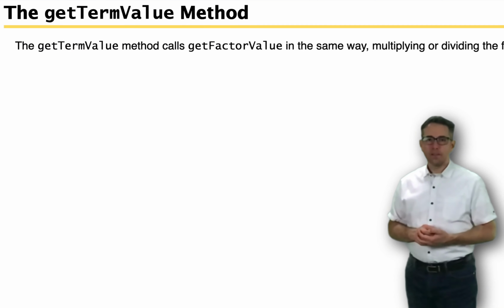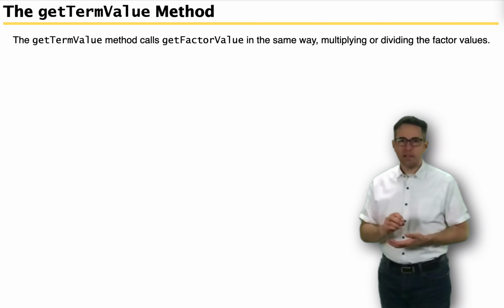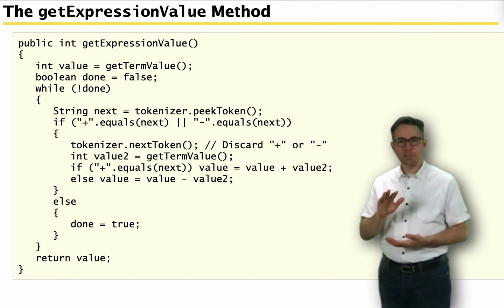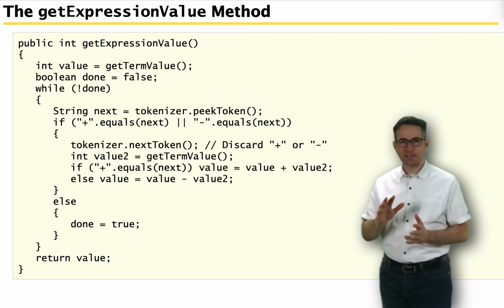Move right. Now the get term value method is almost exactly the same code, except instead of the plus or the minus, we have a times and a divided by instead. So let's go back and look at that for a second. Move left. So in get term value, compared to get expression value, we're going to replace the pluses and minuses with the times and divided by and get almost exactly the same code, structured very similarly.